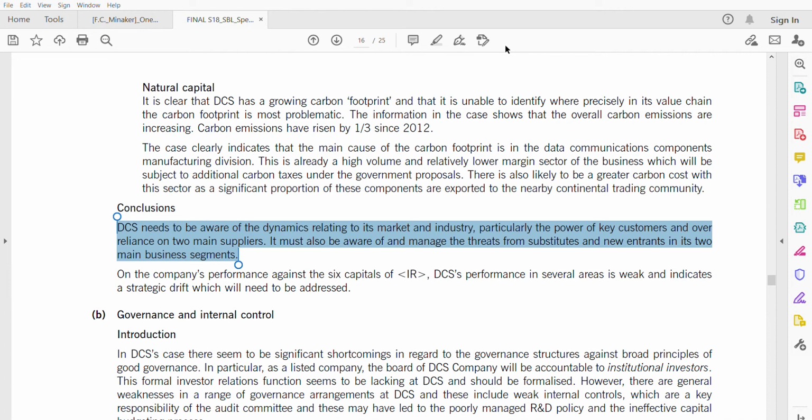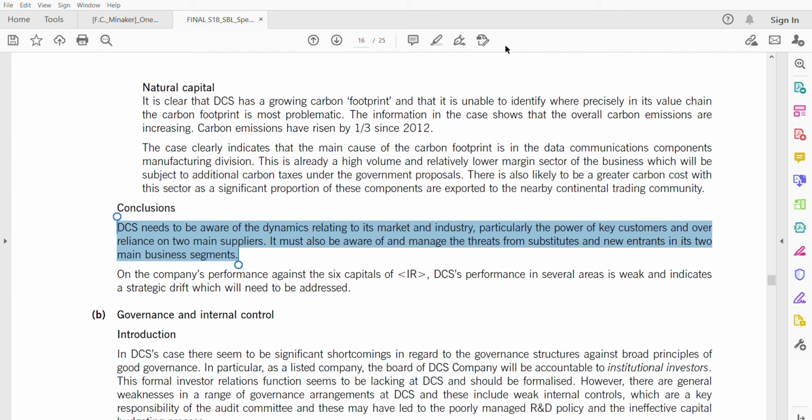So it must also be aware of and manage the threat from substitutes. Of course, they have so many substitutes because of high volume, low price, right? Manage the threat from substitutes and new entrants in its two main business segments.